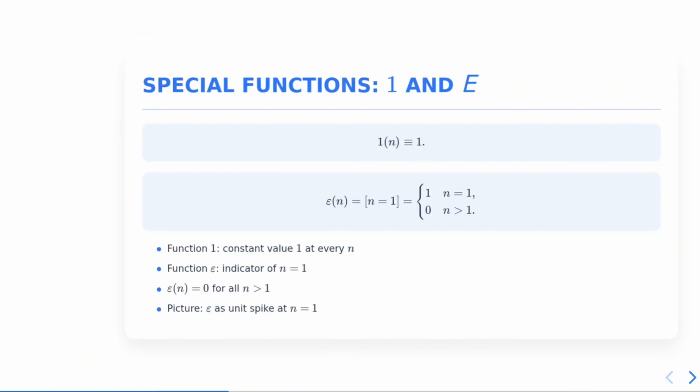Now we introduce two especially important functions. The first, called 1, just outputs the number 1 for every input n. That is what the first line on the slide says. The second, epsilon, is an indicator for the number 1. The bracket notation means epsilon of n is 1 only when n equals 1, and 0 for every other integer. You can picture epsilon as a single spike at 1 and 0 everywhere else. So in convolution, 1 is like a uniform background, while epsilon is like a sharp unit at the starting point that we might hope will act like an identity element.